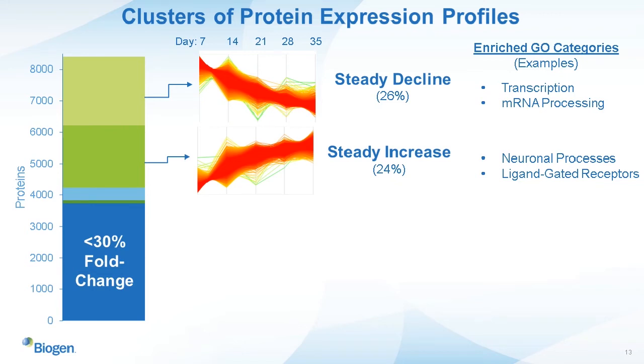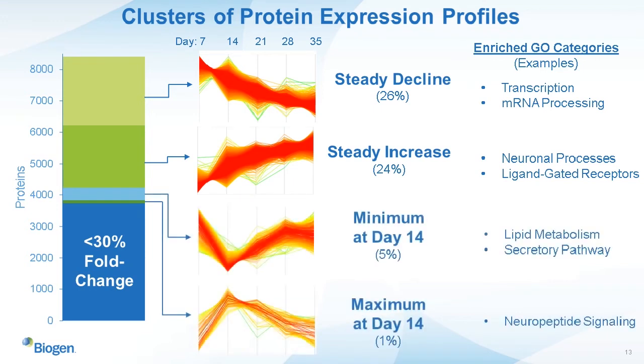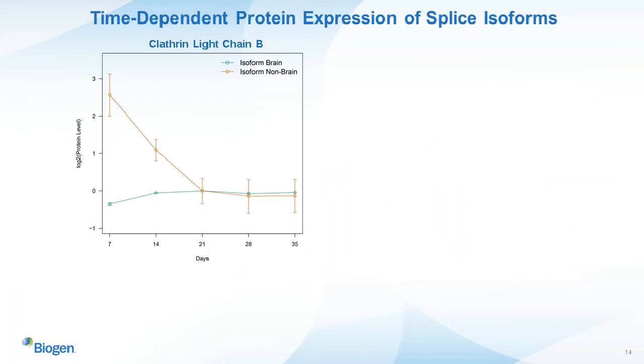Then another 25%, roughly one quarter, show a steady increase. And these are really all proteins that are involved in anything related to neuronal function, and also include ligand-gated receptors. There's a small subset that actually do not show a maximum at either day 7 or day 5 of the time course, but they're really small proportions of the proteome.